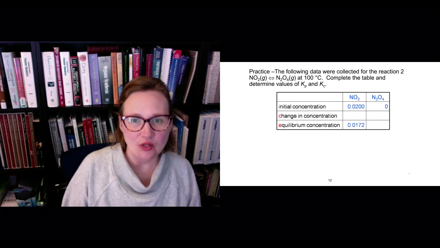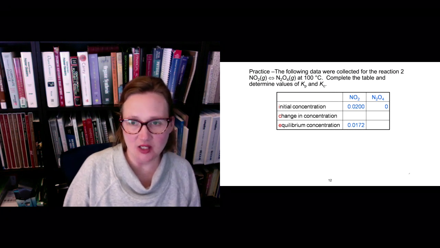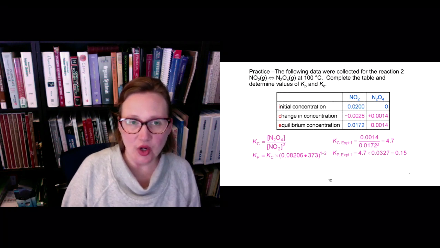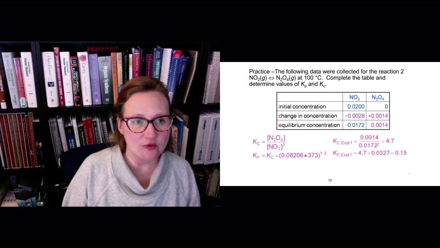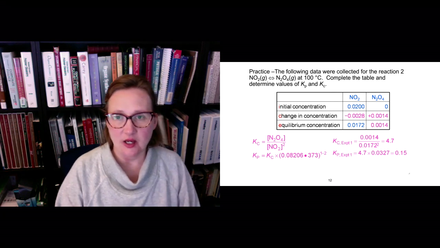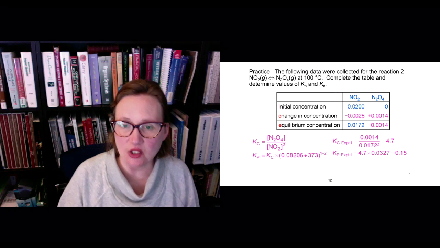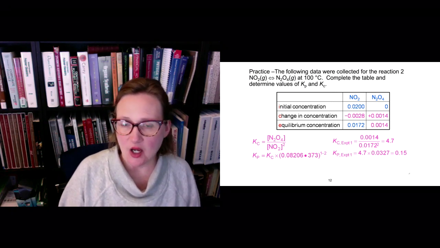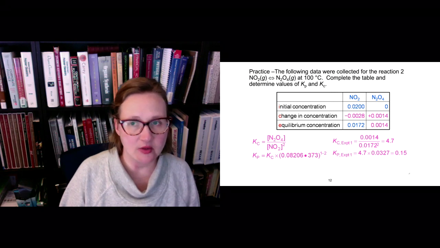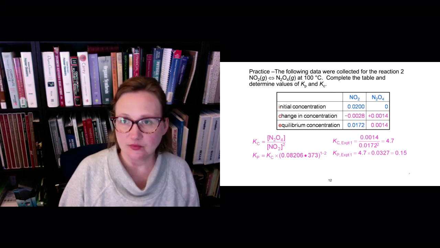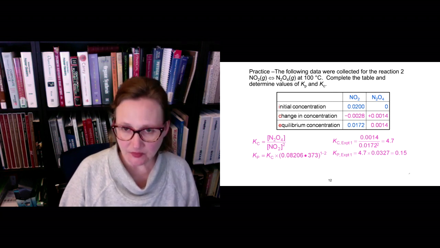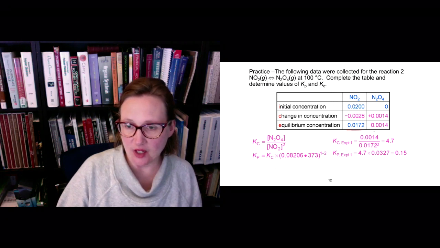All right, so let's look at this reaction, and we're going to complete the table and determine the values of Kp and Kc. So we have NO2 forming N2O4, and we know that we have an equilibrium concentration of our NO2, and so we calculate that change. And by stoichiometry, we know that for every 2 NO2s, we form 1 N2O4. And so we can calculate our equilibrium concentrations.